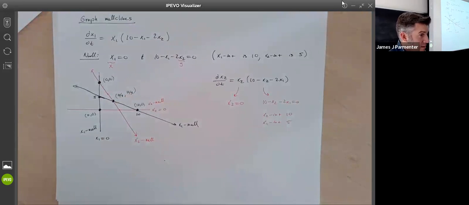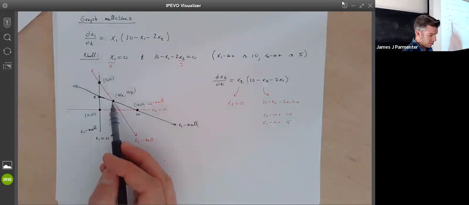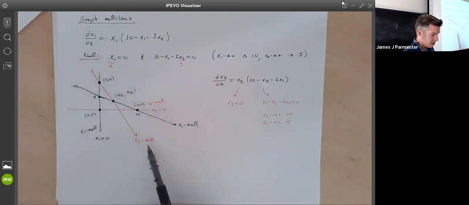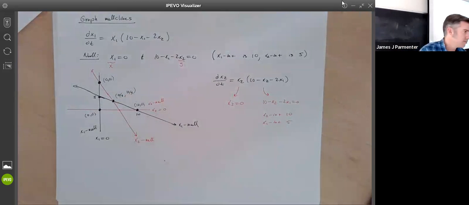It's kind of neat. If you graph the null lines and you see where one type of null line crosses the other type, you're finding an equilibrium, which makes complete sense because at that point both dx2 dt equals 0 and dx1 dt equals 0. So you're finding where both equations are equal to 0. Kind of nice.